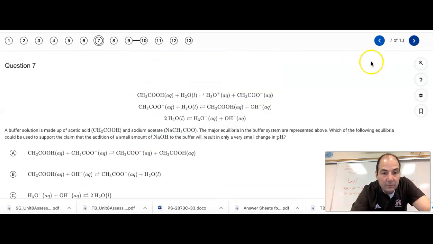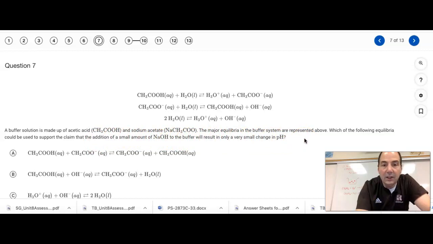Number 7. A buffer solution is made with acetic acid and sodium acetate, which the following equilibrium can be used to support the claim that the addition of a small amount of sodium hydroxide to the buffer will result in a very small change.